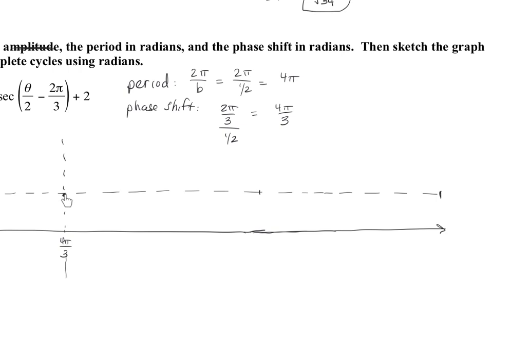So the distance from this new point, this is the new center, 0, 0, that's been moved to the right 4 pi thirds and up 2 units. From here to here is 4 pi, but we're starting at 4 pi thirds. So if we have 4 pi thirds plus 4 pi, then that's 16 pi thirds. And then if we have 16 pi thirds plus 4 pi, we get 28 pi thirds.